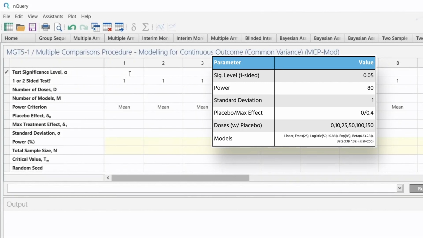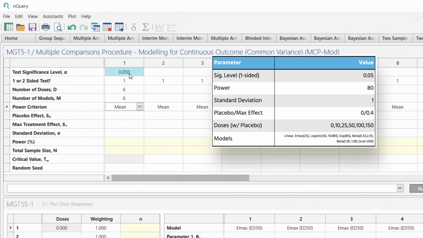In this study, they had a 0.05 one-sided significance level test, and they wanted to evaluate 6 doses and 6 models, with the 6 doses including the placebo dose, where there will be 0 dose of the proposed treatment. In MCP Mod, because we're evaluating multiple models for their power, you have a choice for how you want to define the overall power for the MCP Mod procedure. The default is to use the mean power across all of the proposed models. However, we can also look at the minimum, maximum, or median power across the 6.